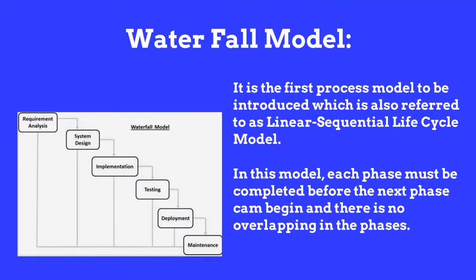Waterfall model. It is the first process model to be introduced, which is also referred to as the linear sequential life cycle model. In this model, each phase must be completed before the next phase can begin, and there is no overlapping in the phases.